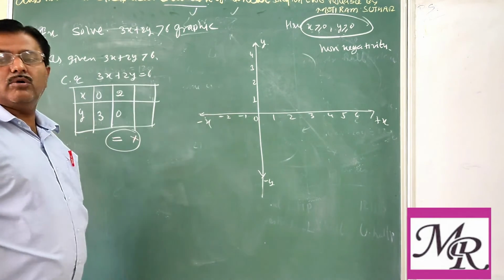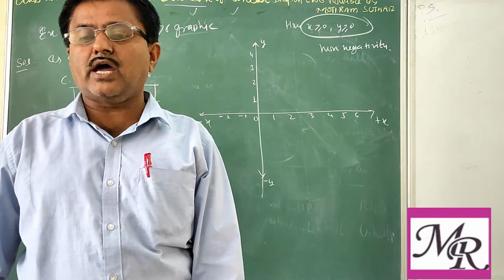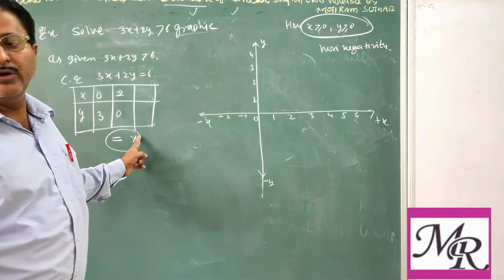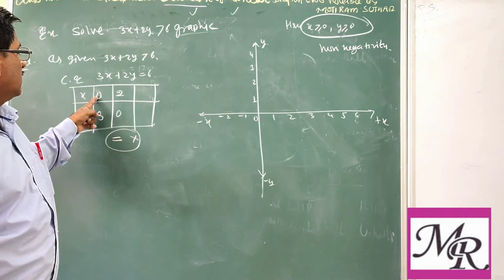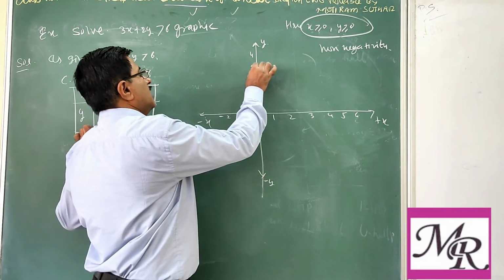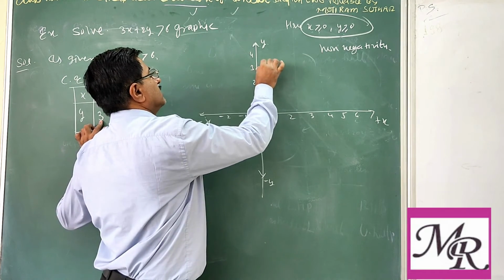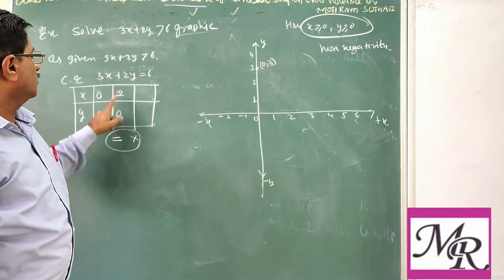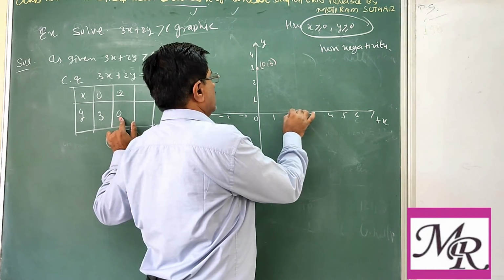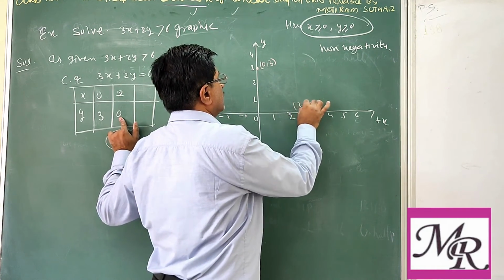Here we are not given an equal to sign, so the line will be dotted or broken. Put the point x equal to 0, y equal to 3, and the point x equal to 2, y equal to 0.